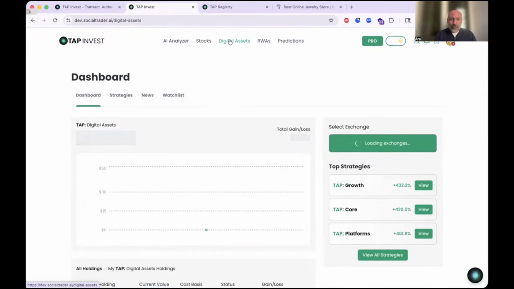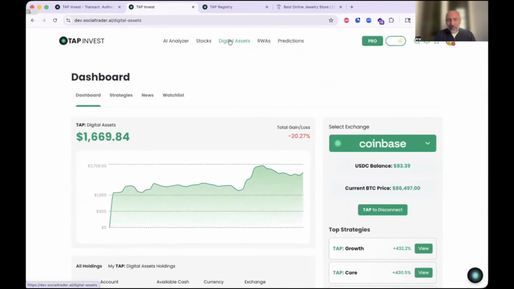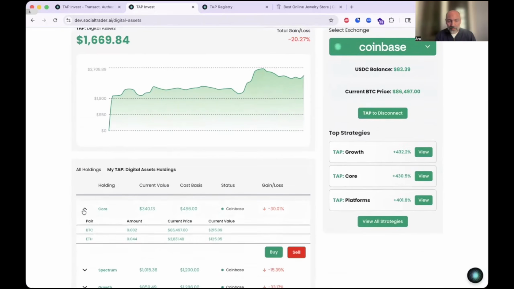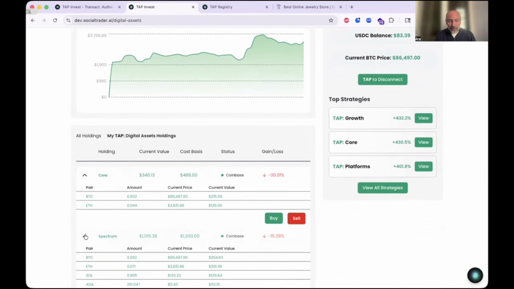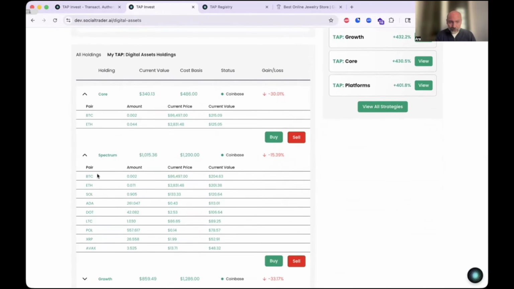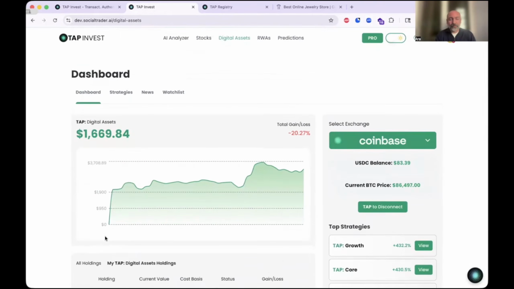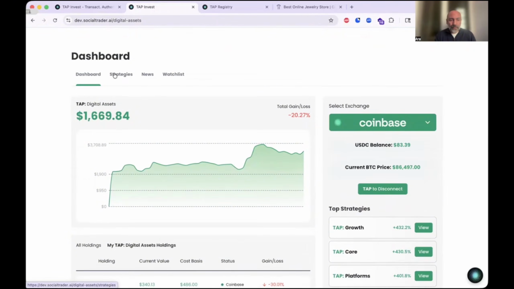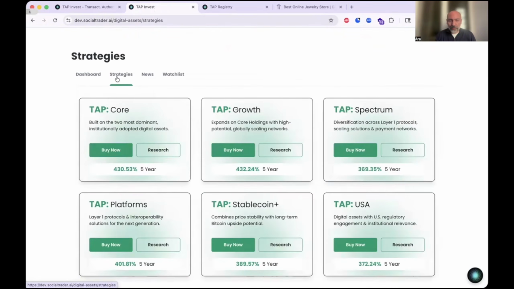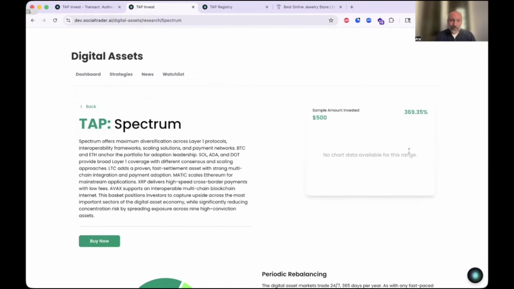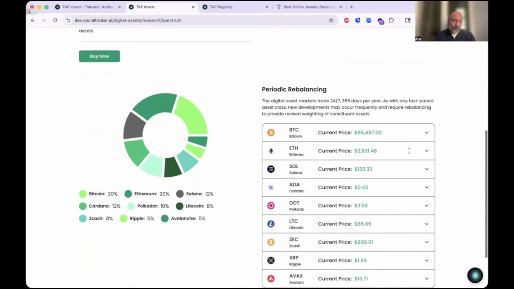So let's jump into digital assets. As we talked about, the platform not only does stocks, but it also supports digital assets. And here you can see different strategies that I might have. So if I click on my tab holdings, you can see different strategies that I'm invested into. And when I actually buy into a strategy, it buys all of these different assets within that exchange with the available cash I have. So let's take a quick look here at strategies. And as we saw earlier, you can see the different strategies we have. Here's their performance. If I click on the research tab, again, we'll be able to get all the information about the different strategy.